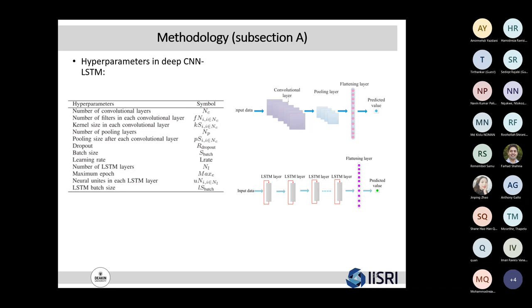If you want to know more about what we have done here, we actually optimized the architecture and hyperparameters of CNN and LSTM. Here is the CNN model, and here is the LSTM model. We have combined these models together, and we have optimized the hyperparameters. If I want to be more specific, as you know, several hyperparameters could be considered in the standard architecture of a CNN-LSTM model, as we can see here. There are 10 or 12 hyperparameters here.